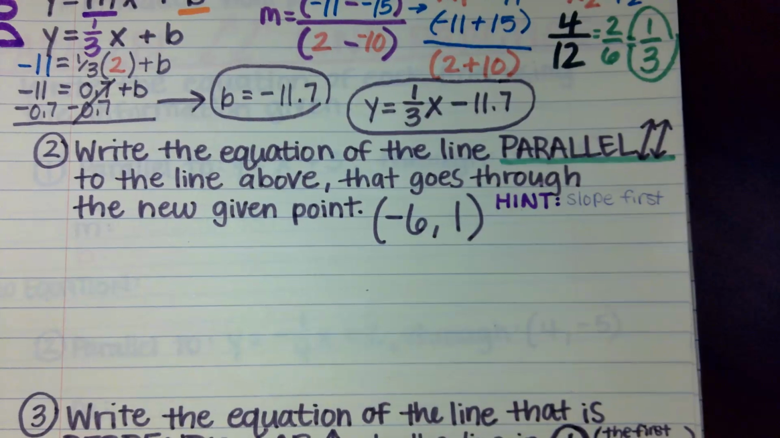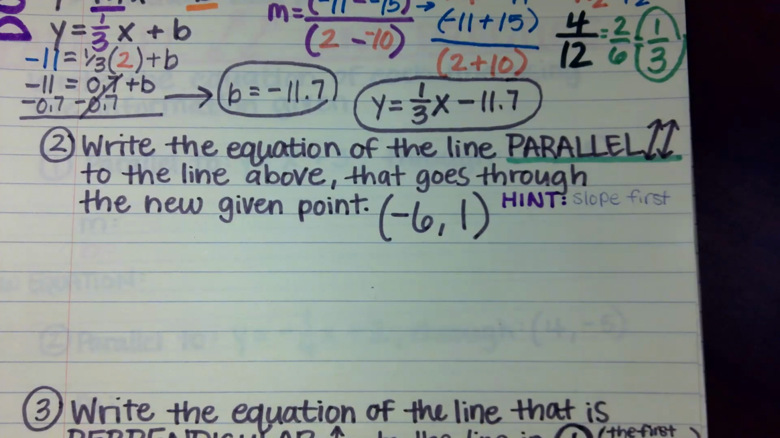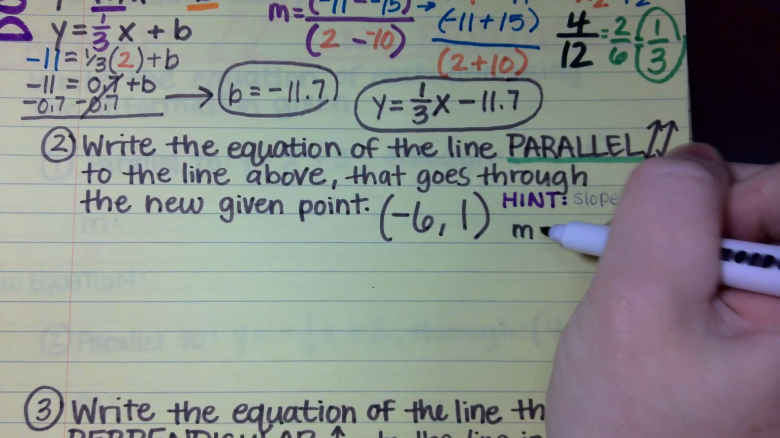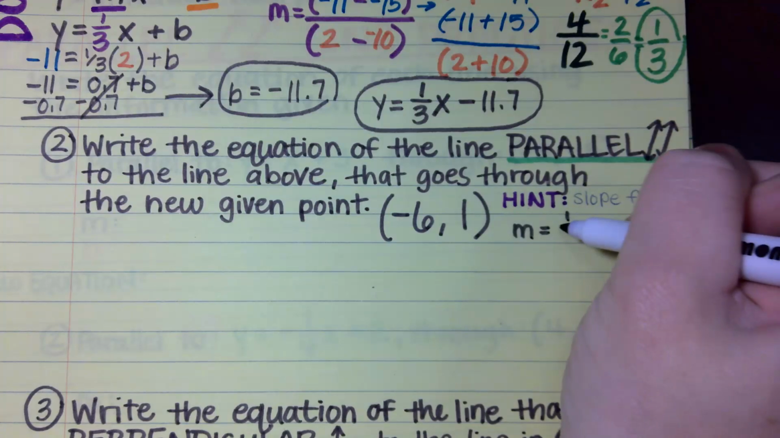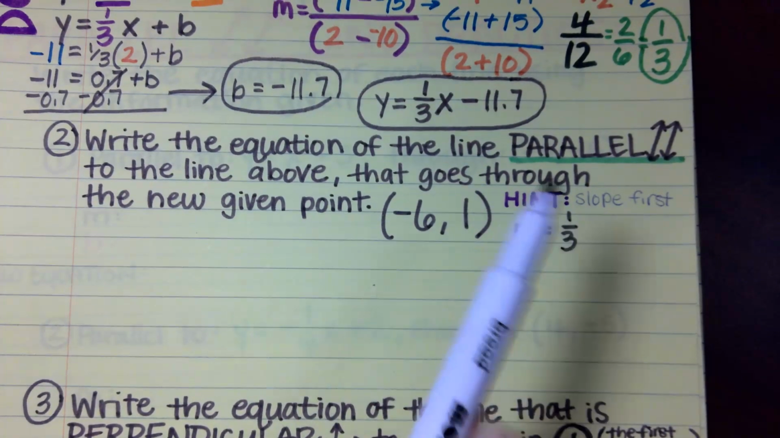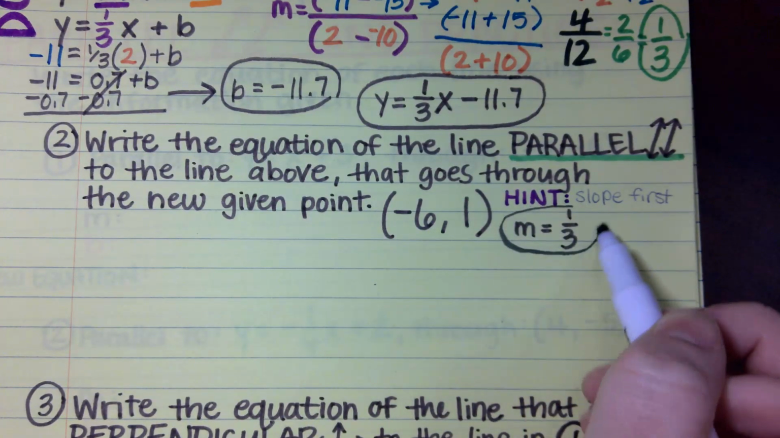Okay, and then I gave you a little hint here. First we want to think about what our slope is. If it's parallel to the one above it, it's the same, isn't it? Yes, exactly. Our rule for parallel lines is that if a line is parallel, it has the same slope. So we already know what our slope is. What is our slope? 1/3. We don't have to even touch it. We already know our slope because of the last problem. So I'm going to keep that to the side.